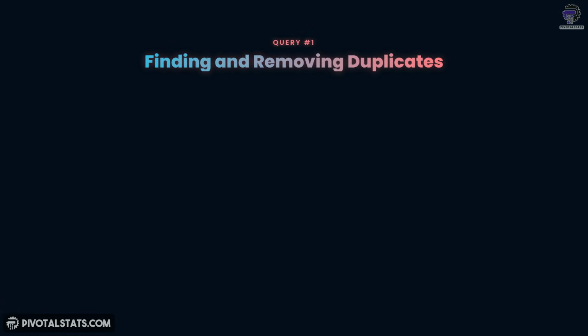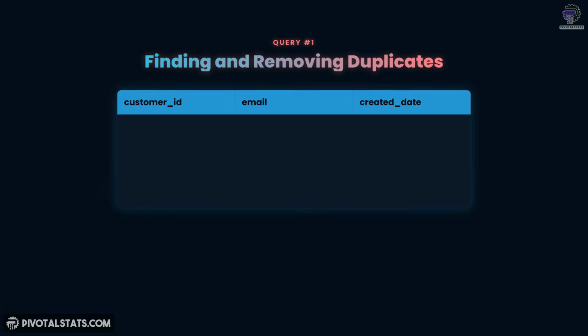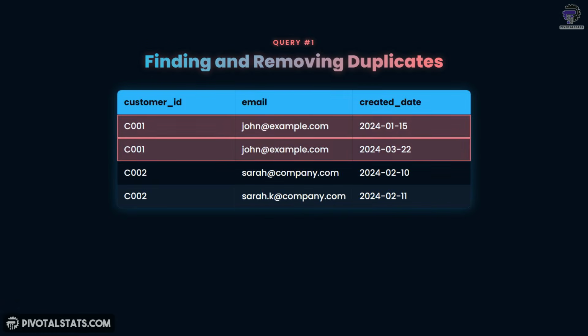Query number 1, duplicates. And before we talk about how to remove them, I want to talk about why the naive solution fails. Most people reach for select distinct as their first instinct, and select distinct works but only when the entire row is identical. The moment two duplicates differ by even a single character, even a trailing space in an email address or a different created date, select distinct misses them completely.